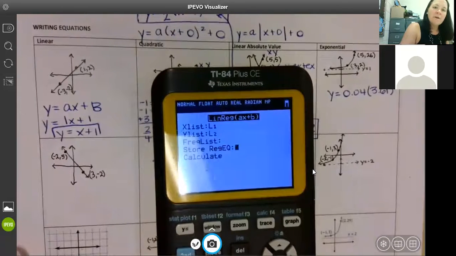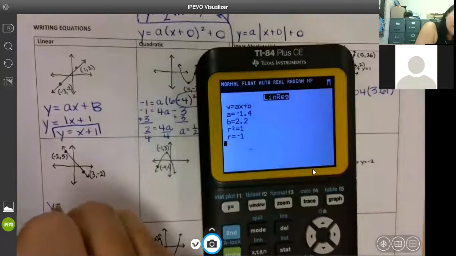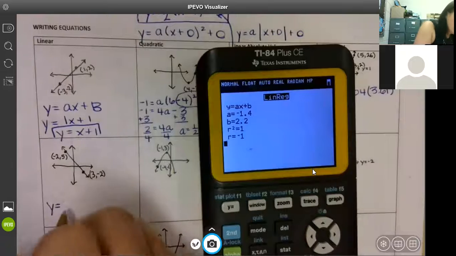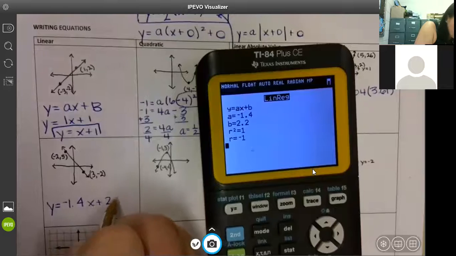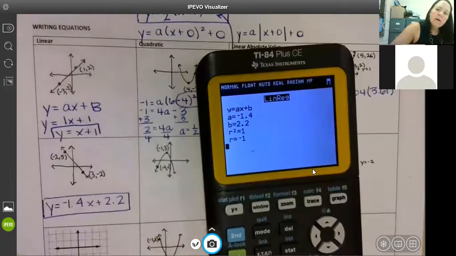Stat, calc, linear regression. And we get y equals, again, these are kind of crappy not to do on the calculator. You have to do them by hand, but I'm going to let you do them on the calculator. -1.4x plus 2.2. Okay. So that's all your linear.